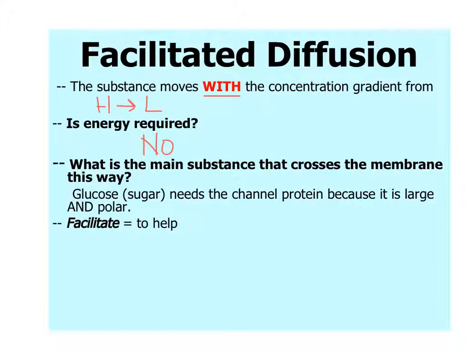And what is the main substance that crosses the cell membrane this way? Glucose, which is a sugar. It needs a protein because it's both too large and it's also polar. If you're too large, you cannot get through the phospholipid bilayer, and if you're polar, you also cannot get through the phospholipid bilayer. And in case you're curious, the word facilitate means to help. The reason why it's called facilitated diffusion is because it is diffusion that needs help from some sort of protein to allow that substance or molecule to enter.